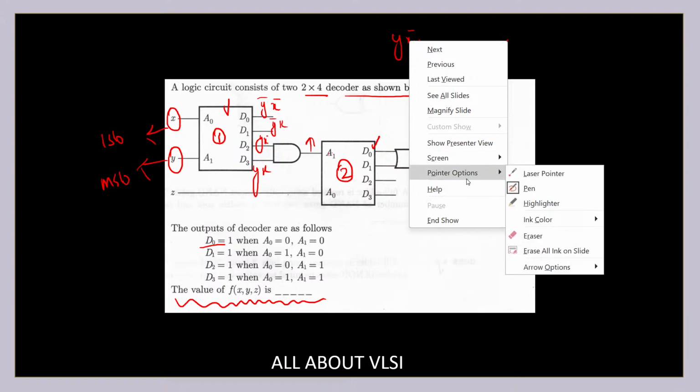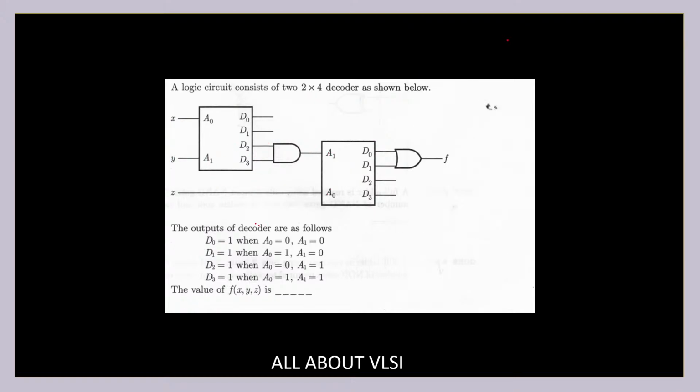This is the mistake we make, but we need to carefully see the question. 0, 0 is your first minterm, y complement and x complement, and the second minterm is 1, 0, where a1 is equal to 0 and a0 is equal to 1. So, sorry, it's 0, 1 only. It's 0, 1, that is y bar x. Next is y x bar, correct. Yx bar and yx.